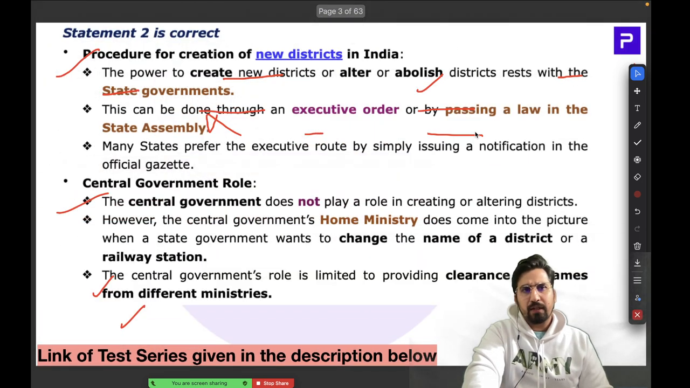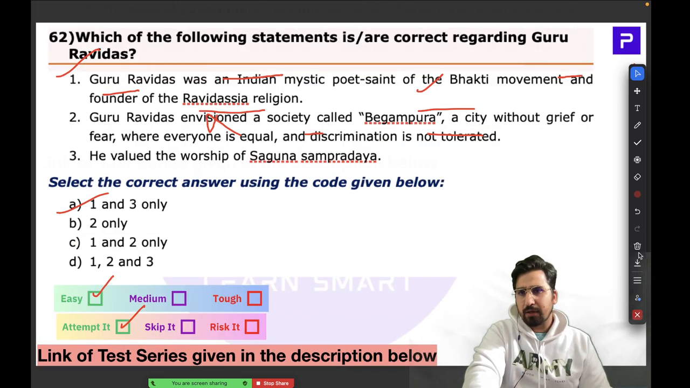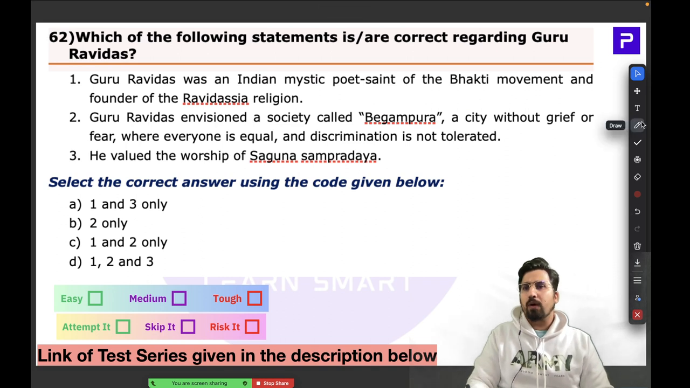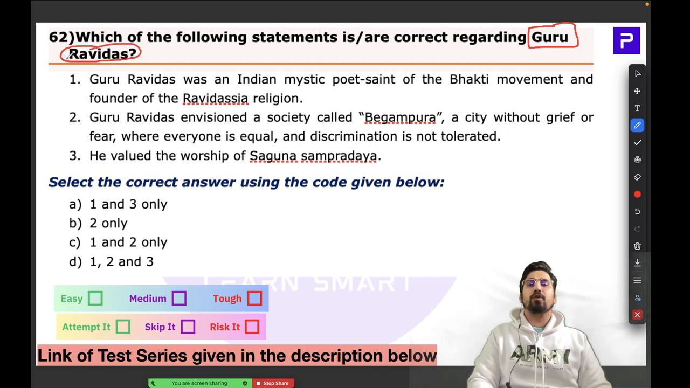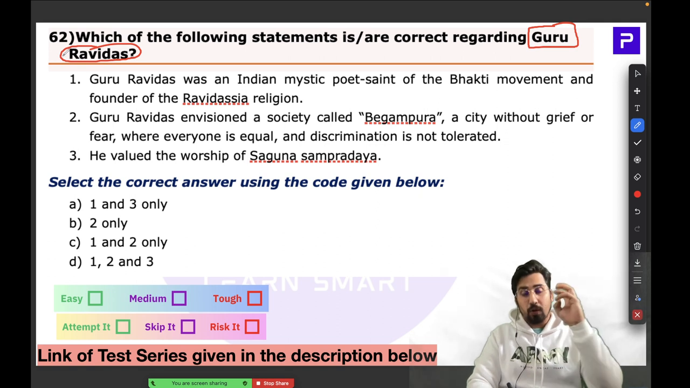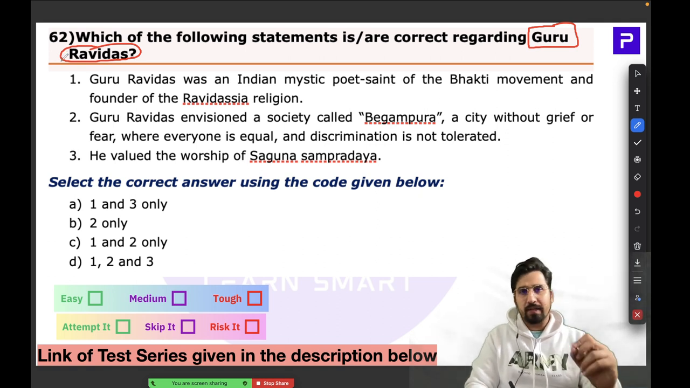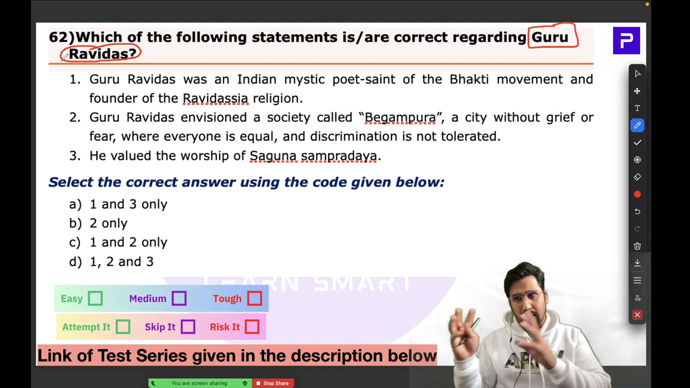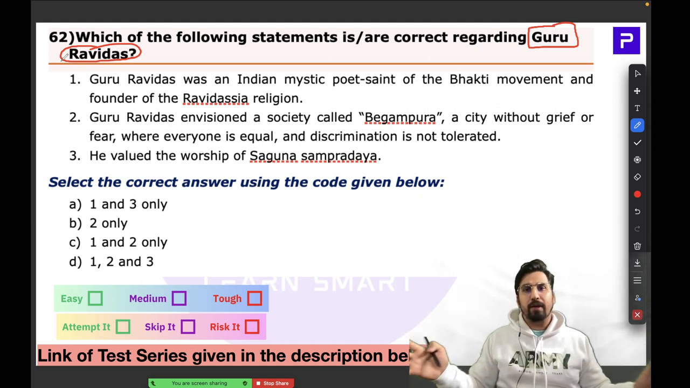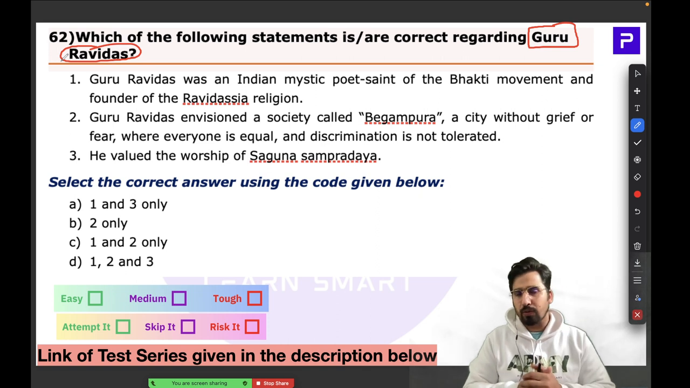The next question in your test number 2, question number 62, was with respect to Guru Ravidas. A very, very important figure in the history of India, especially when you talk about the art and culture part, when you talk about the Bhakti movement. Guru Ravidas is something that you should always be studying. Like you have Guru Kabir Das, and there are many other important figures of the Bhakti movement. So is Guru Ravidas.